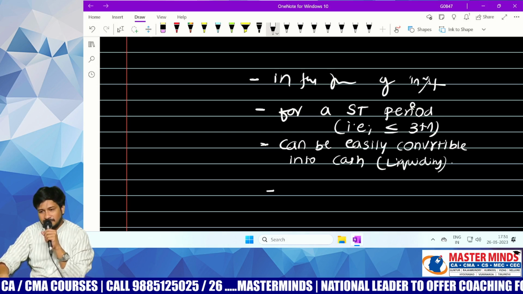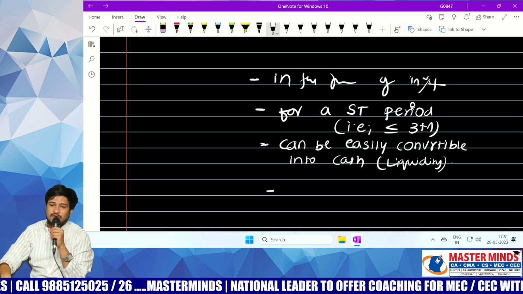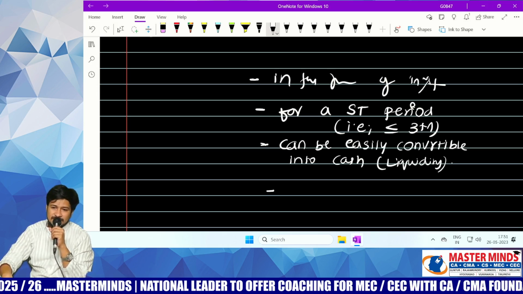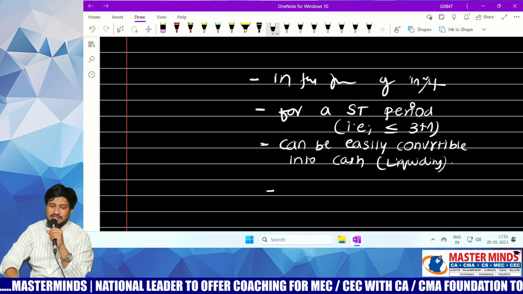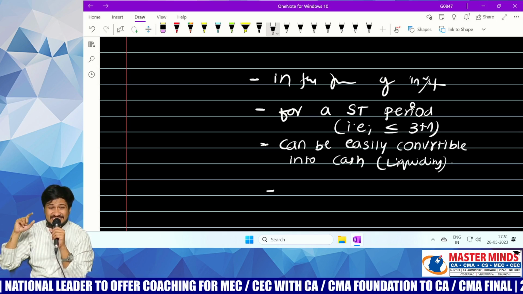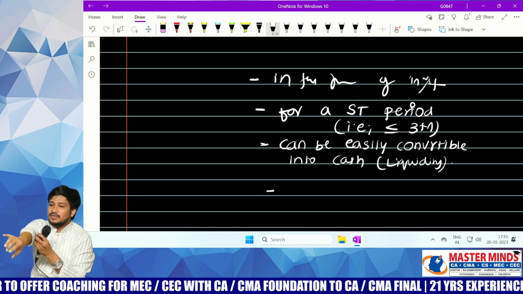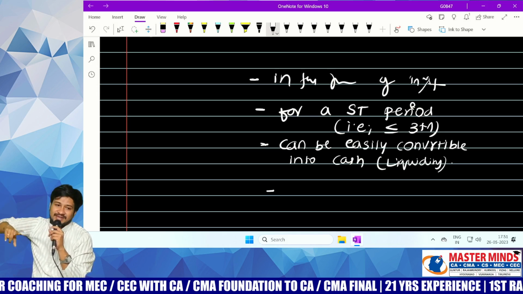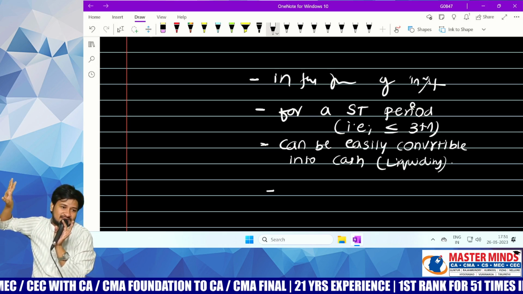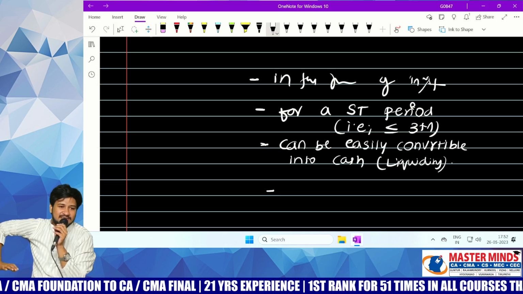Next one. Investment in equity shares. Point number 3: investment in equity shares are always risky, always having high risk, whether or not it is actively traded in the market. Because equity share, in the sense you are the owner of the company, so you are always having that risk. Clear? Okay.